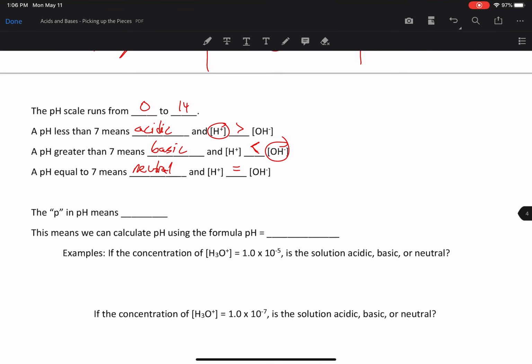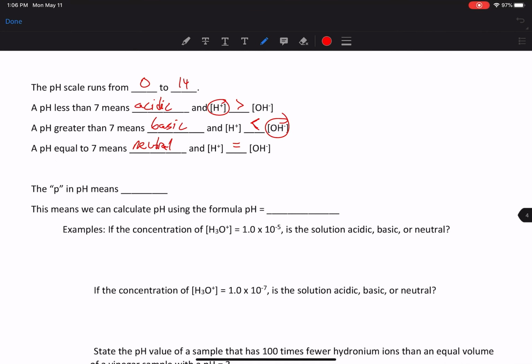All right, so what does the P in pH actually mean? The P in pH actually just means negative log, so it's like a function. This means we can calculate pH using the formula. pH is equal to the negative log. Now don't be scared by the log because it's really more of like a formula here. So it's really just the negative log of the hydrogen ion concentration.